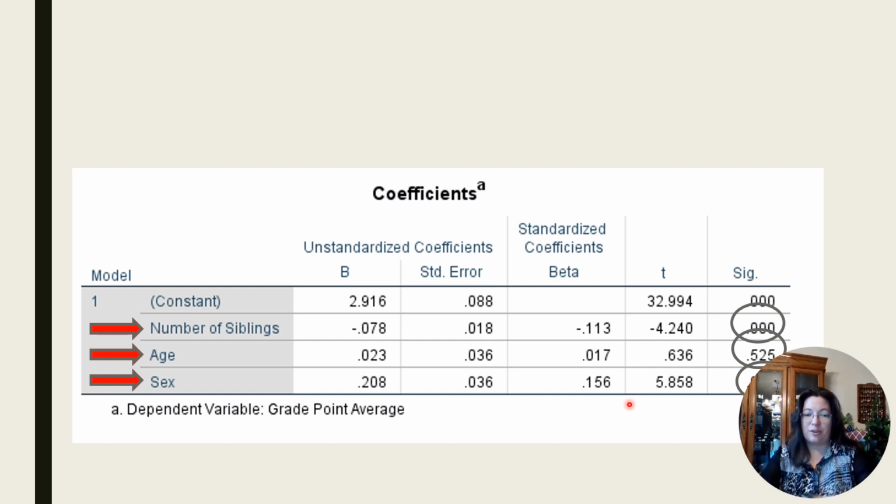So it can only increase GPA once. And if you remember our codes, I think it was 1 for male and 2 for female. So it's just saying that females have a slightly higher GPA than males, but number of siblings can increase from 0 to 1 to 2 to 3. So this one, once you factor in the number of options, is actually having more of an effect on GPA.